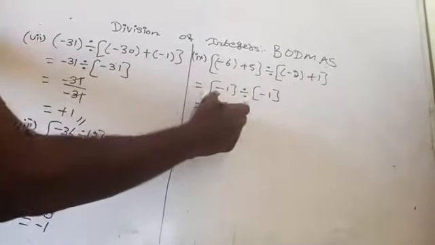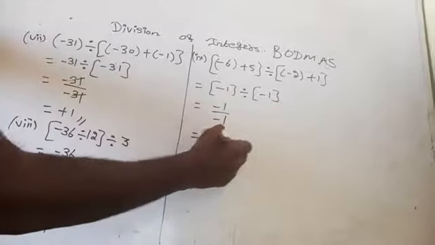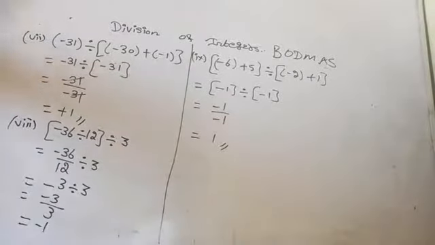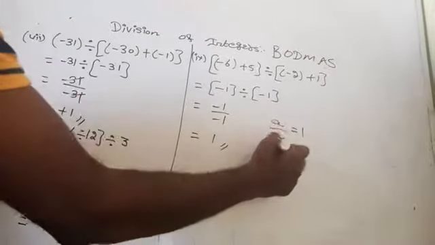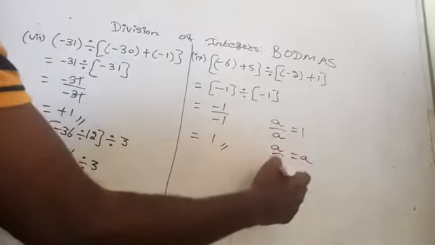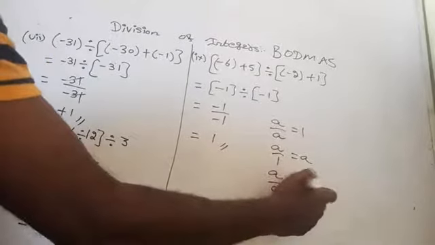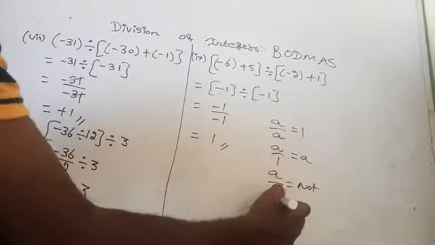If any number is divided by the same number, then the result is what? 1. Are you getting, dear? A by A is what? 1. Please remember, A by A is 1. A by 1 is A. Anything by 0 is not defined. 0 by anything is what? 0.